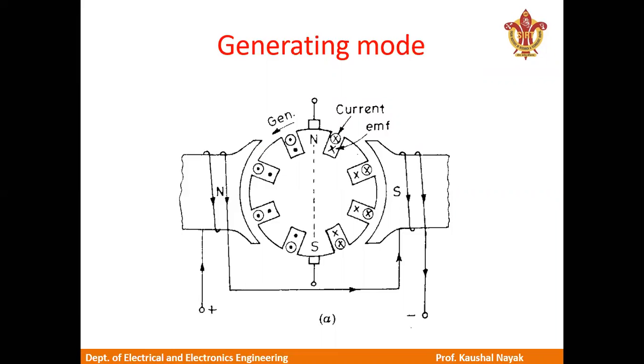When the DC machine operates as a generator, the EMF and the current in a conductor are in the same direction. This is shown in the given figure.